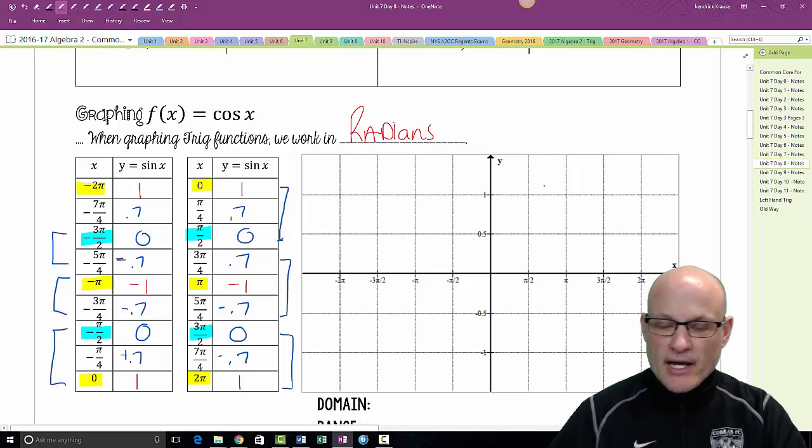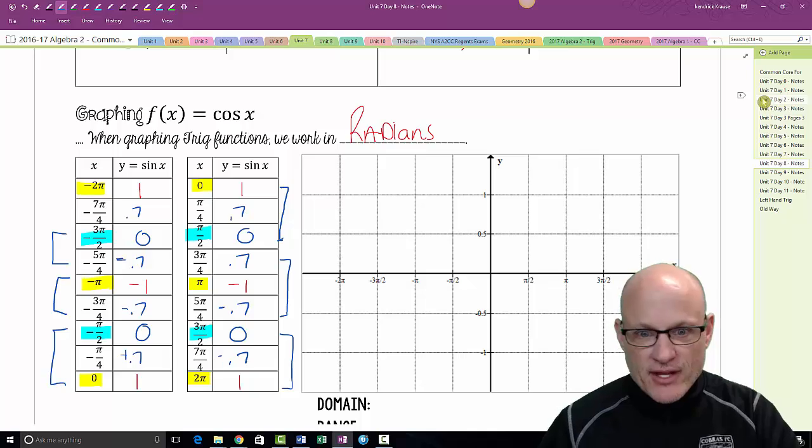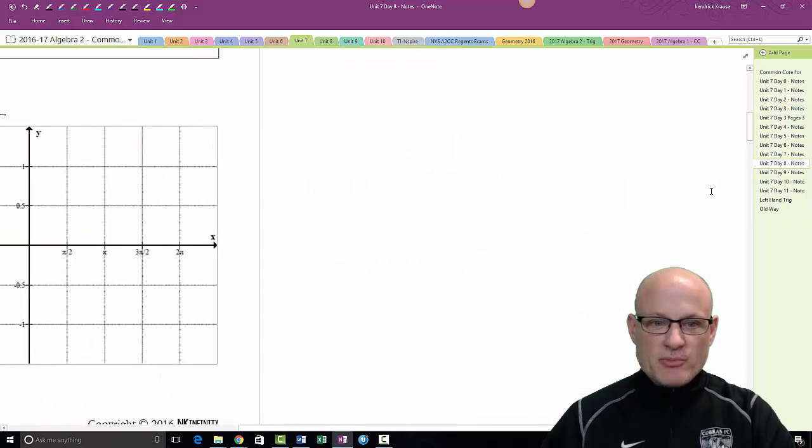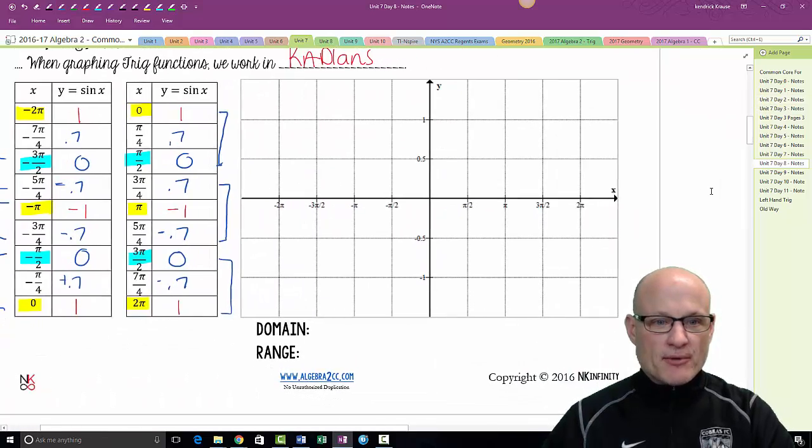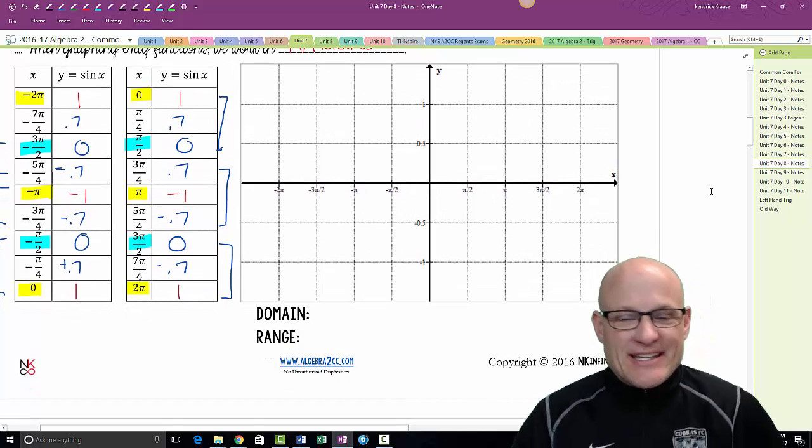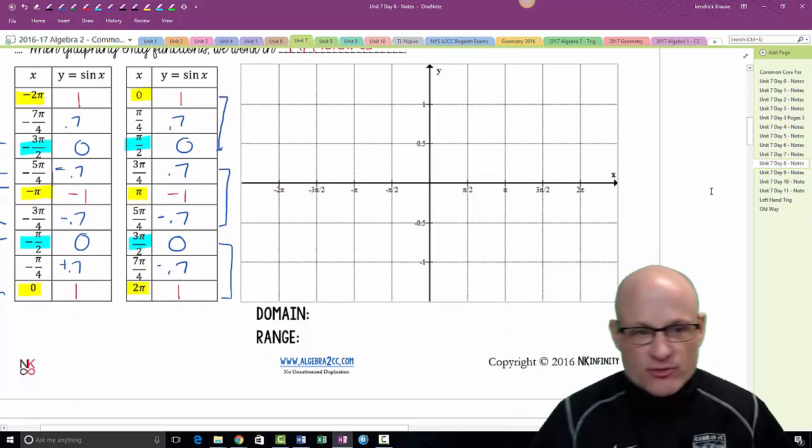Okay, whew. Anyway, let's get over to graph this thing. I don't want to mess that up any longer. It should be pretty easy to graph. Here's what I want you to remember. Here's what I want you to keep in your brain when you're graphing the trig function.